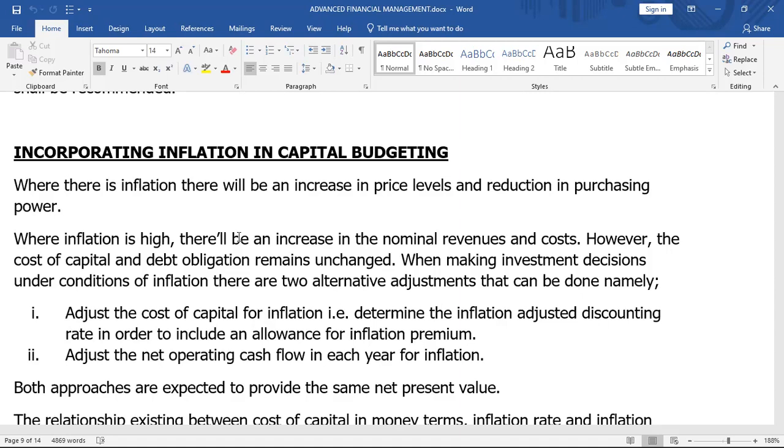And the other aspect which you can see is the current account deficit. And we are saying that a current account deficit means that a country imports more goods and services than it exports.